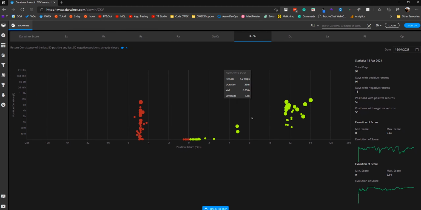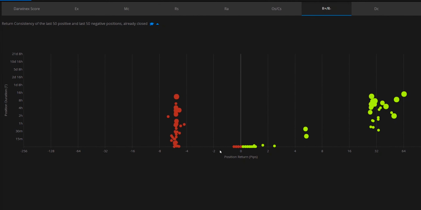And so let me explain what we've got here. Along the x-axis, you've got the return in pips, and note that this is a logarithmic scale, so each increment here is doubling. And then on the y-axis, we have the position duration, so how long the individual position was open for. So if we take a look at this one, for example, we can see that the trade resulted in a profit of 28 pips and the duration was 11 hours and 23 minutes. So each of these dots represents an individual position that was open.